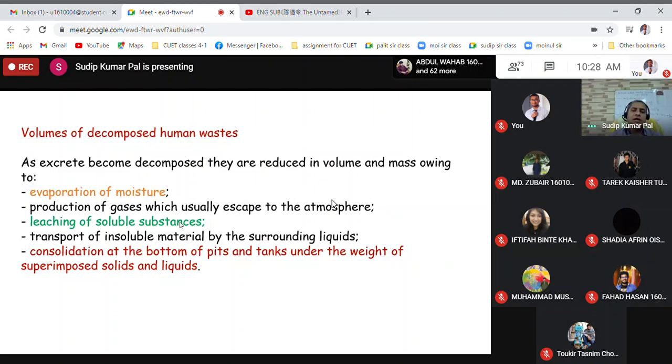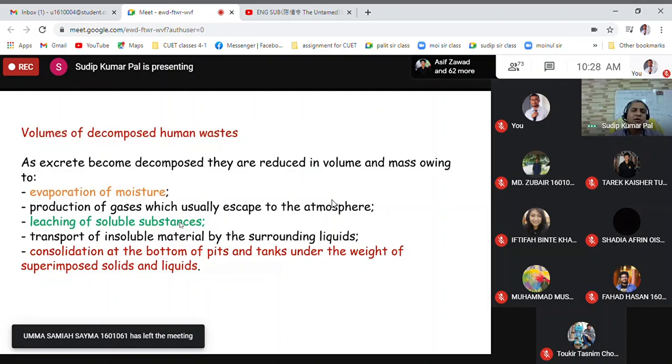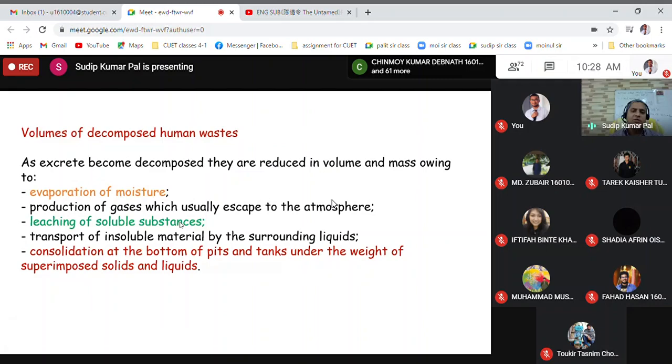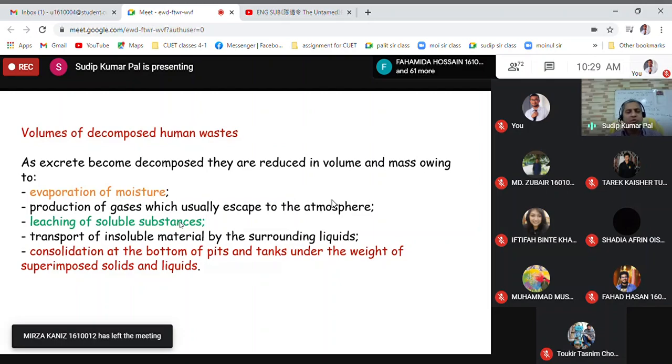So now coming back to the volume again. As you can see, when these volumes decompose, what is happening in the process of decomposing? We can see that there is a reduction of volume and mass. Why? Because of the evaporation of moisture, because there is a lot of water present, and it sometimes evaporates. The production of gases, as you can see, methane, carbon dioxide, nitrogen, also escape to the atmosphere. So this is how the weight is reduced.